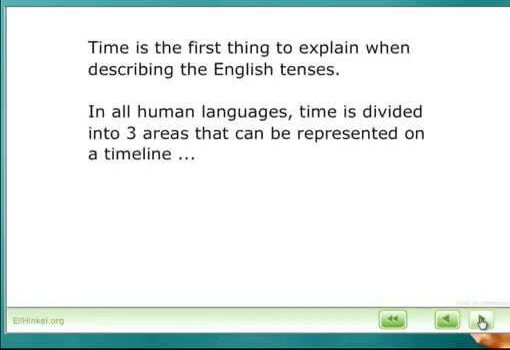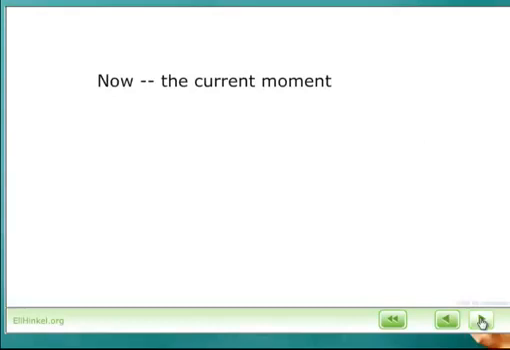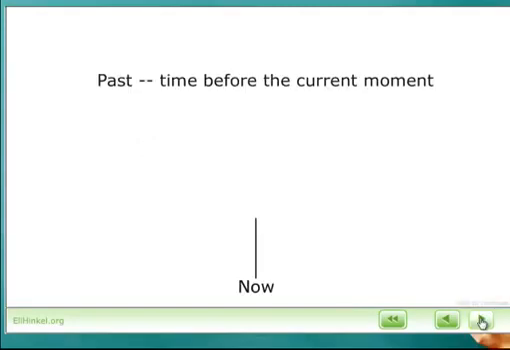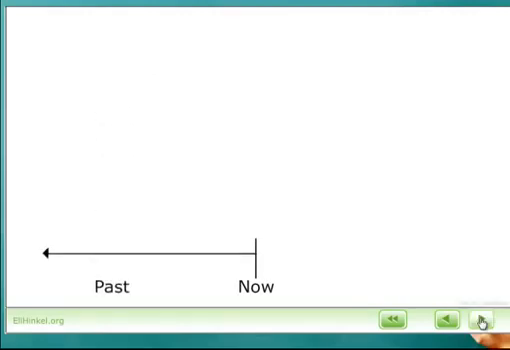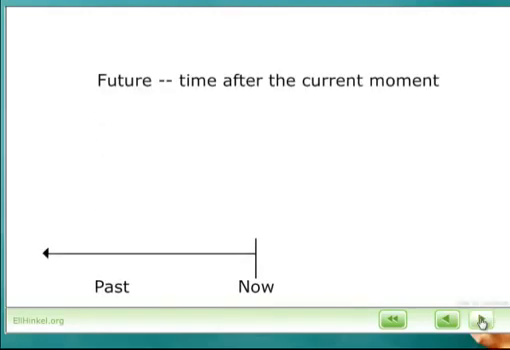First thing that I want to talk to you about is time. When we're learning about tenses, it's important to talk about time and the fact that time can be divided into 3 areas which can be represented on a timeline. We have the present, which is now, the current moment. We have the past, that's time before the current moment, whether it was 2 seconds ago or 2 years ago. And we have the future, any time after now.